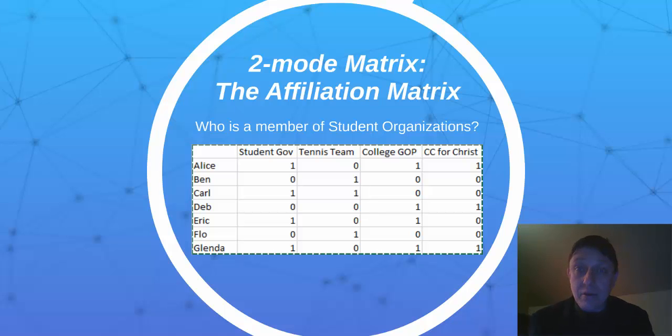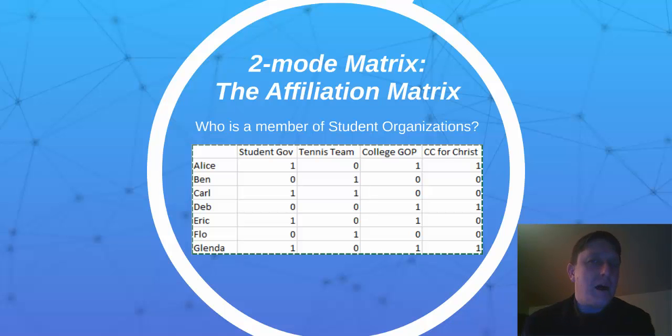To give one more example, just in case you need a little cementing, let's think about Deb. Take a look at Deb for a moment. Can you figure out on your own, pause the video, what groups Deb is a member of? Okay, so you should have been able to figure that out. Deb is a member of the college GOP and also of the Campus Crusade for Christ, but is not a member of the student government or the tennis team.